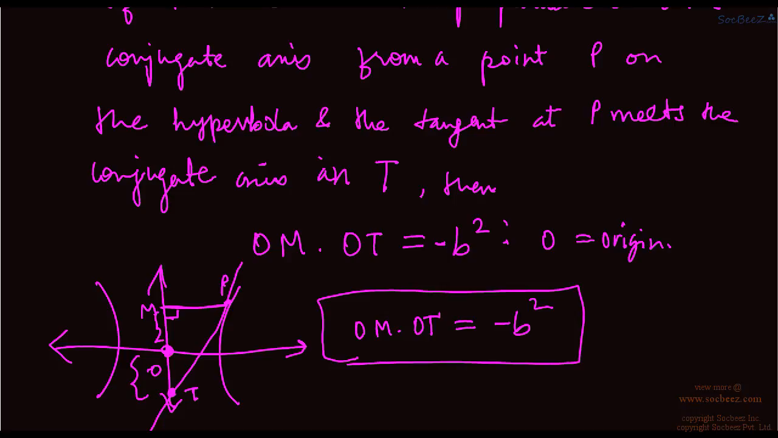This is a property which, you know, JEE questions have asked directly, and you can apply this. They have asked what this distance and this distance are. So you can just find the minus b square, okay, and you can apply this property and you will get the answer. Okay, here we complete our hyperbola.